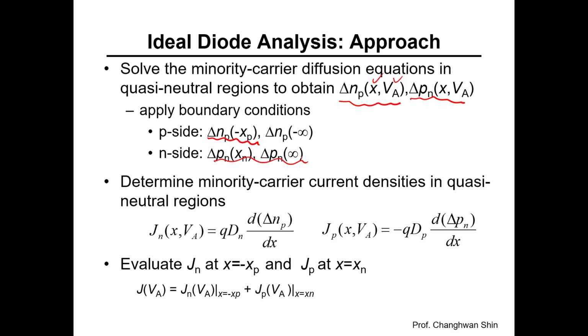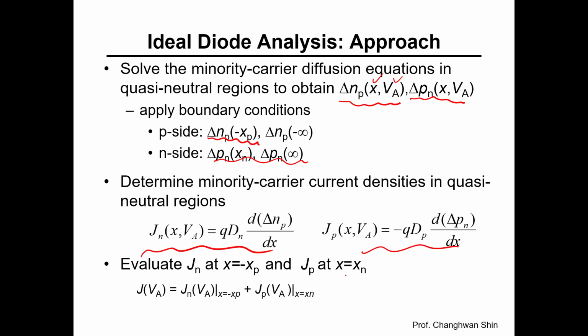So after finding these carrier distributions, we determine the minority carrier current densities in the quasi-neutral regions using those two equations. Notice here that in the quasi-neutral regions, we have dropped the drift terms because the electric field is negligible in the quasi-neutral region.